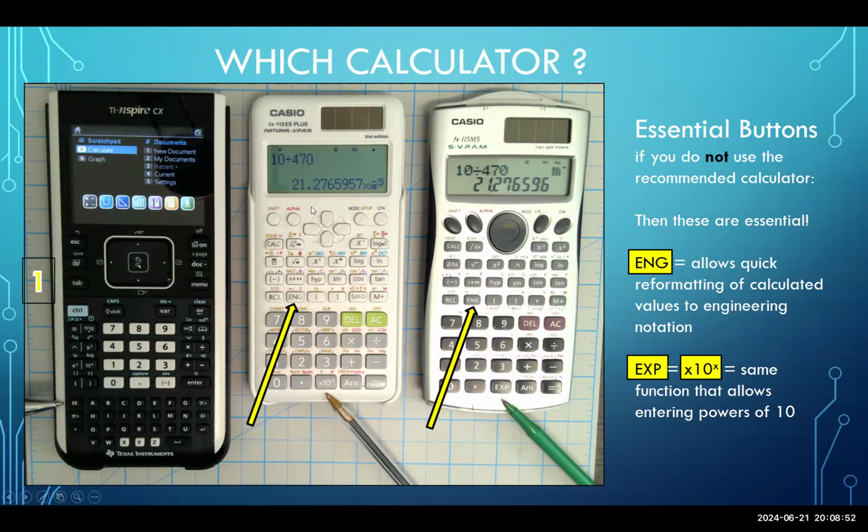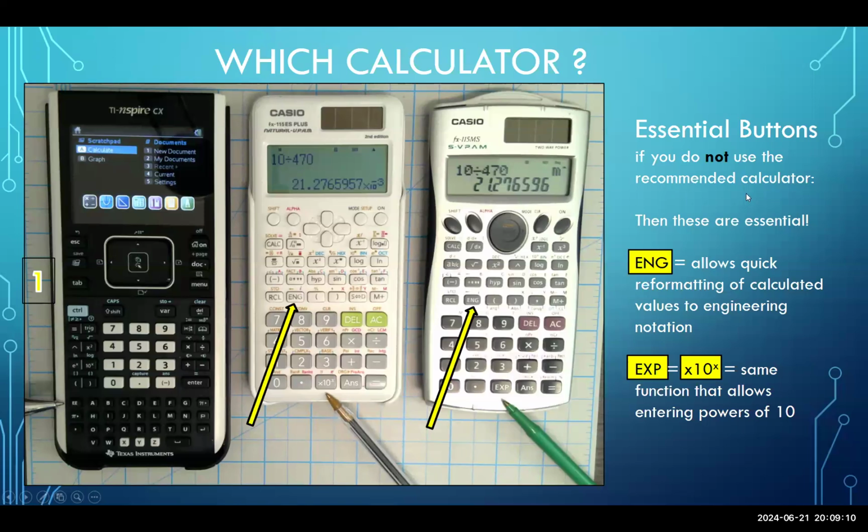The most common calculator that many of you will have is something that looks like this Casio 115 ES, and there happens to be what we call essential buttons. What are essential buttons? If you do not use the recommended calculator, and you'll see the recommended calculator in a moment.